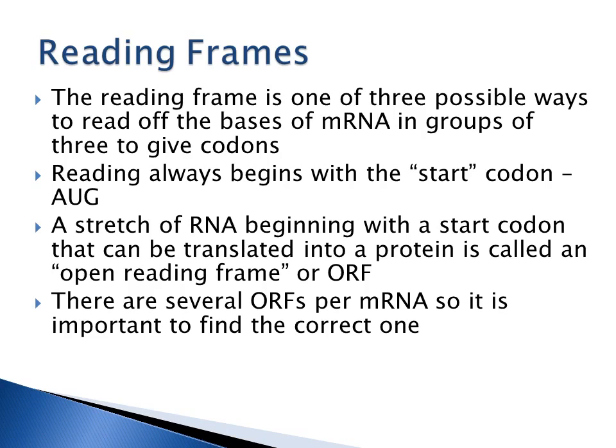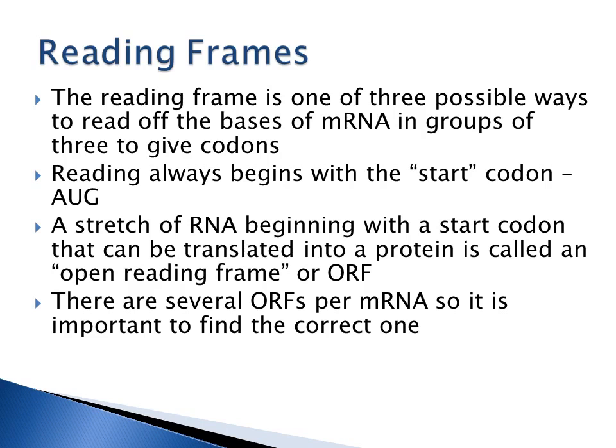So in protein, we have our reading frames. The reading frame is one of 3 possible ways to read off the bases of the messenger RNA in groups of 3 to give that codon. The reading frame always begins with what's called the start codon. The start codon is almost always AUG. So when the ribosome comes in and sees that AUG on that messenger RNA, that is where the reading starts. So AUG is a methionine.